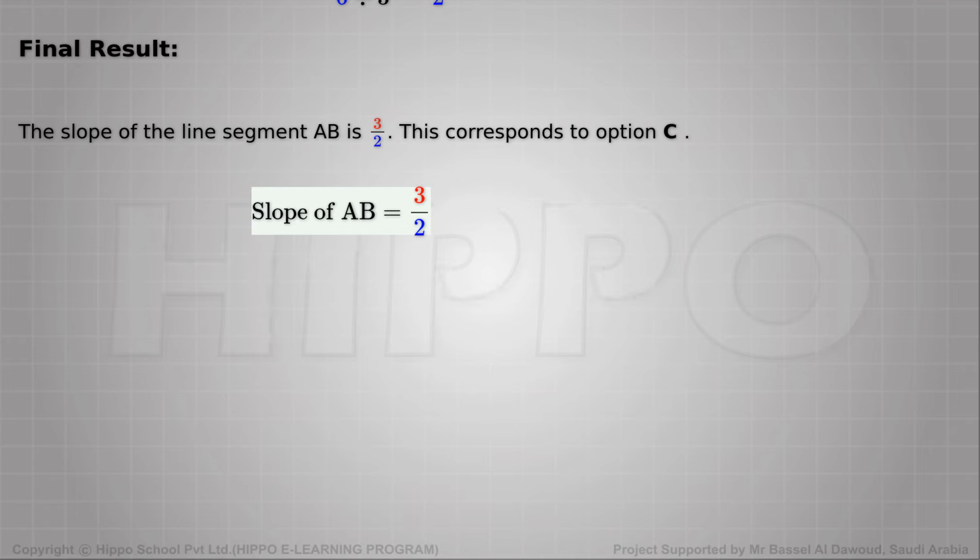We successfully broke the problem down. First, we found midpoint A, then midpoint B, and finally we calculated the slope between them. Excellent work! This shows how keeping your steps organized can lead you straight to the correct answer.